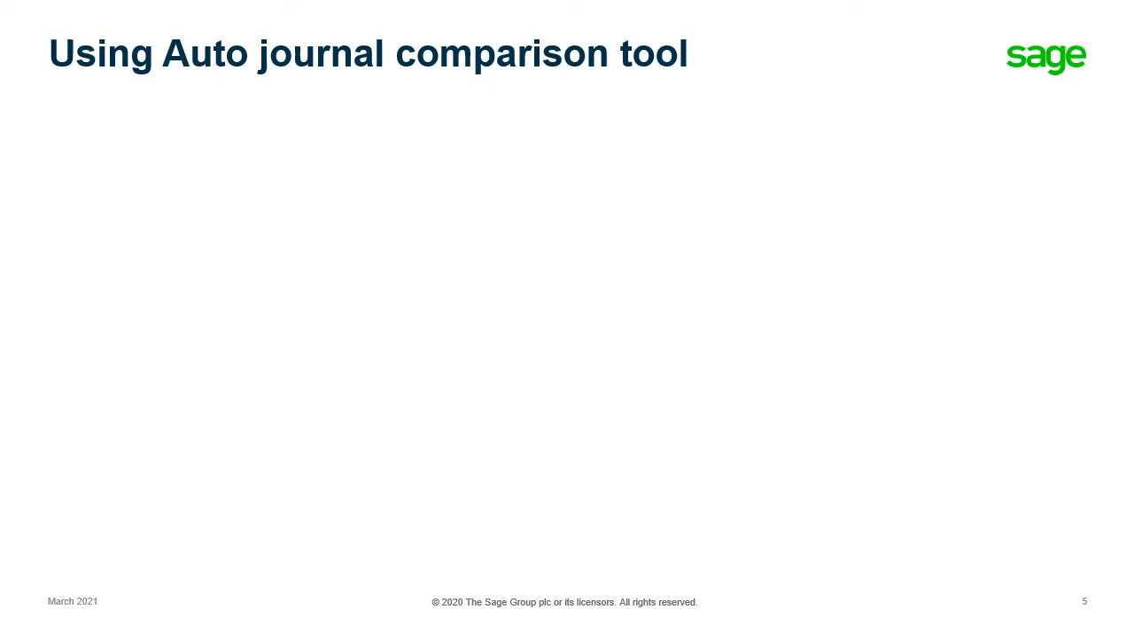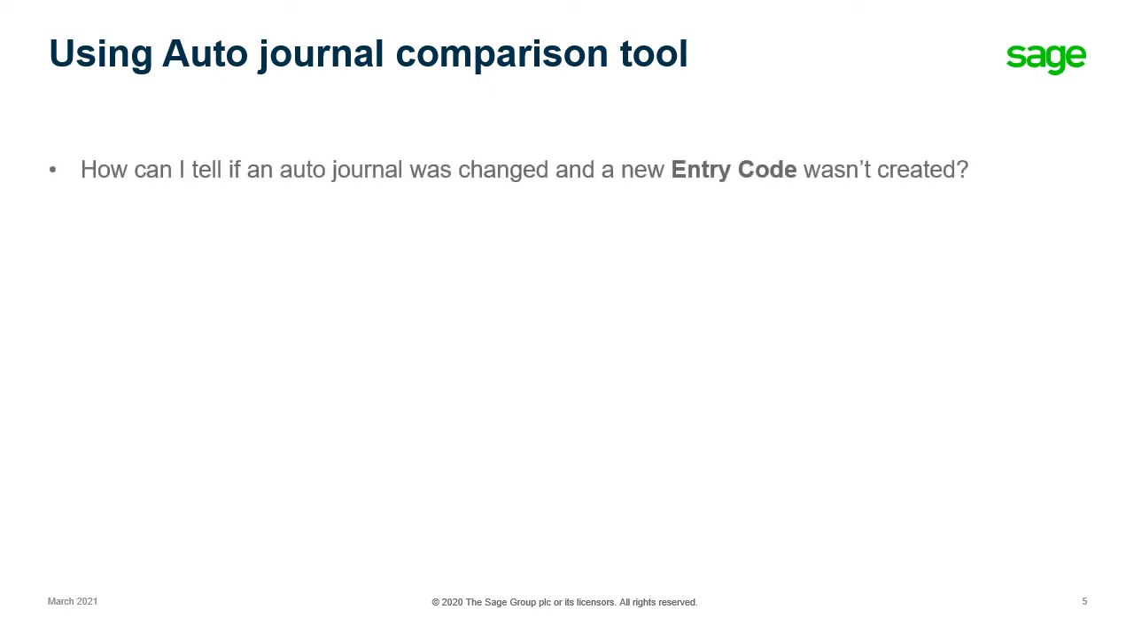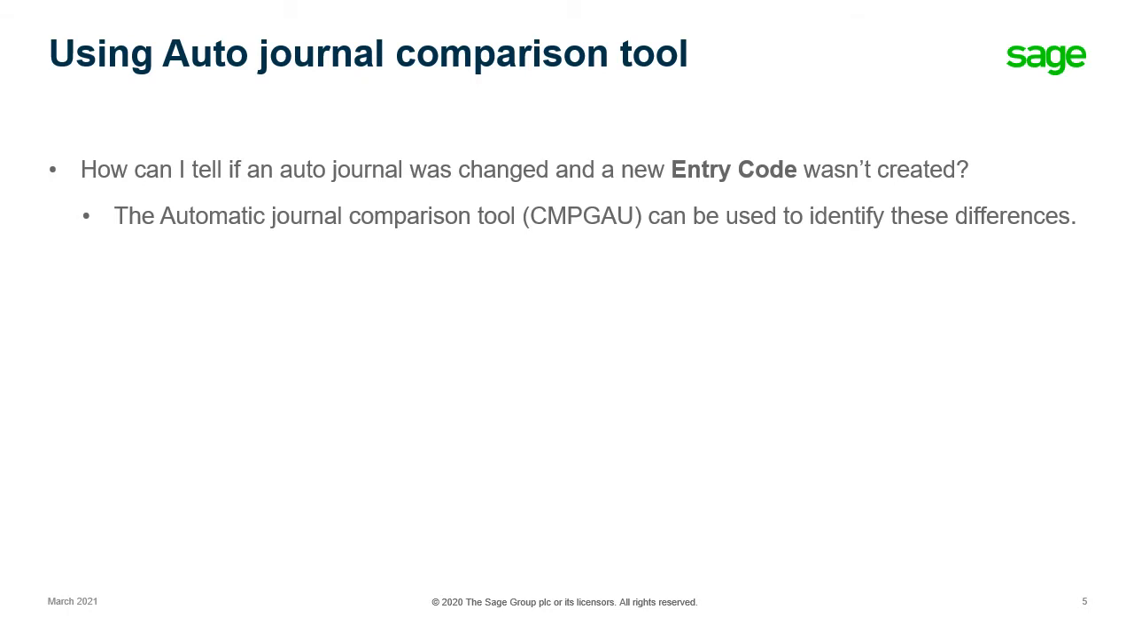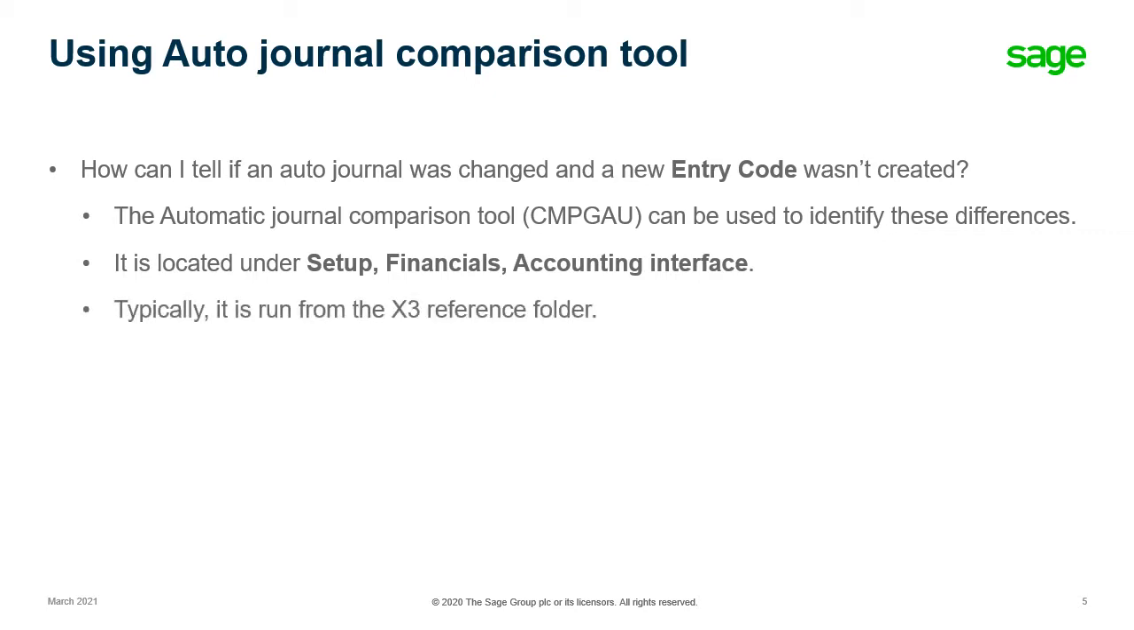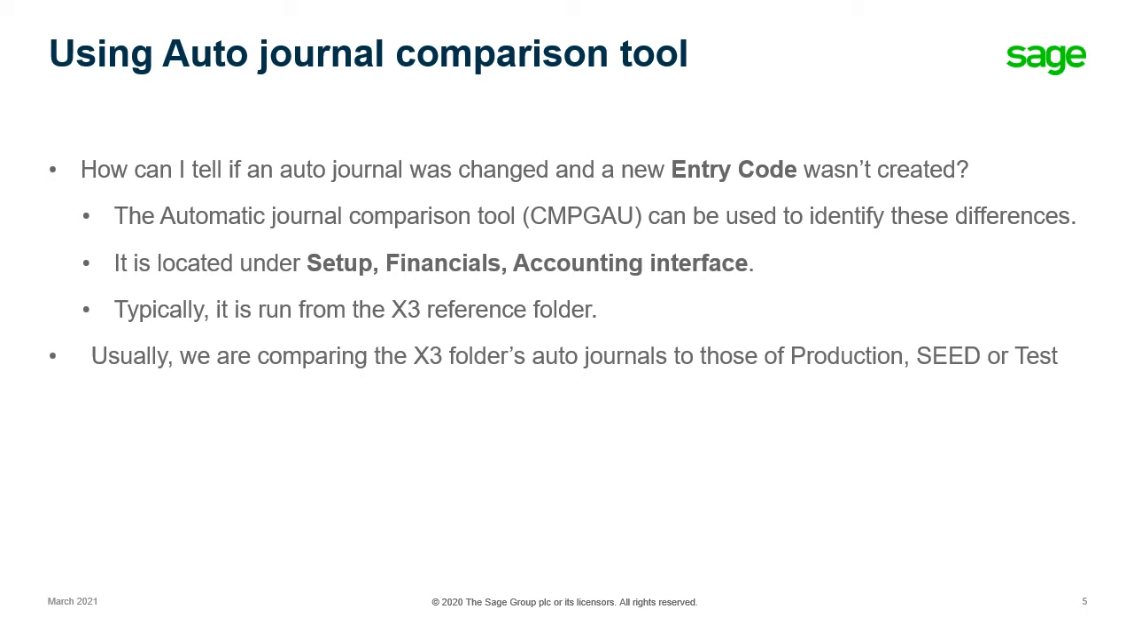So let's look at the auto journal comparison tool. How can I tell if an auto journal was changed and a new entry code was never created? Well, the auto journal comparison tool, CMPGAU, can be used to identify these differences. It's located under Setup Financials Accounting Interface. And typically it's run from the X3 reference folder. Usually we are comparing the X3 folder's auto journals to those of the production, seed or test.